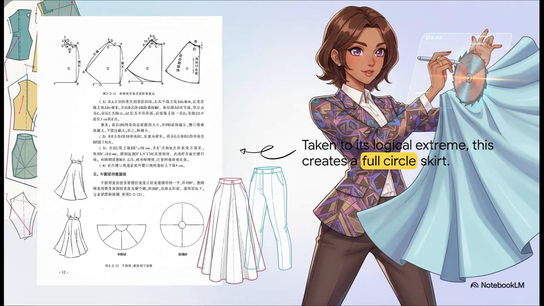Now, what if you take that slash and spread idea to its absolute logical extreme? Well, you get this. I know, it looks like a donut, right? But believe it or not, this flat pattern, when it's sewn together, creates a perfect full circle skirt. That tiny inner circle becomes the waistband, and the giant outer circle becomes that beautiful flowing hem. It's just a masterful piece of geometry.